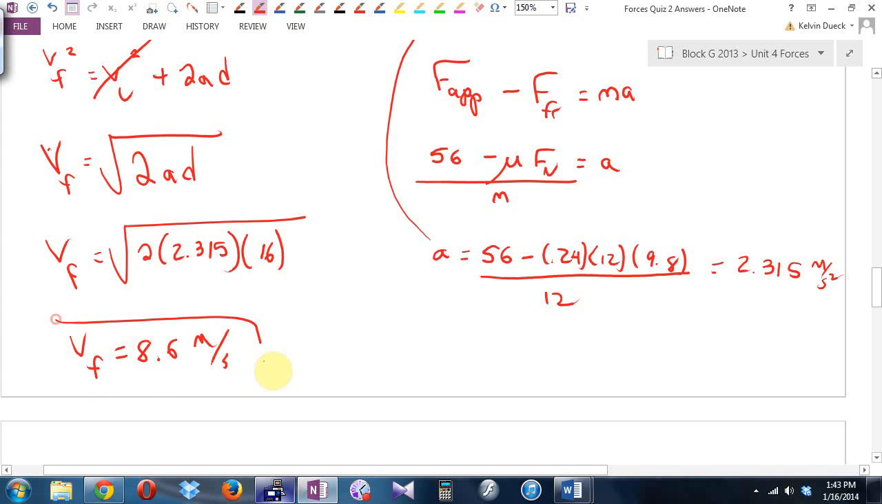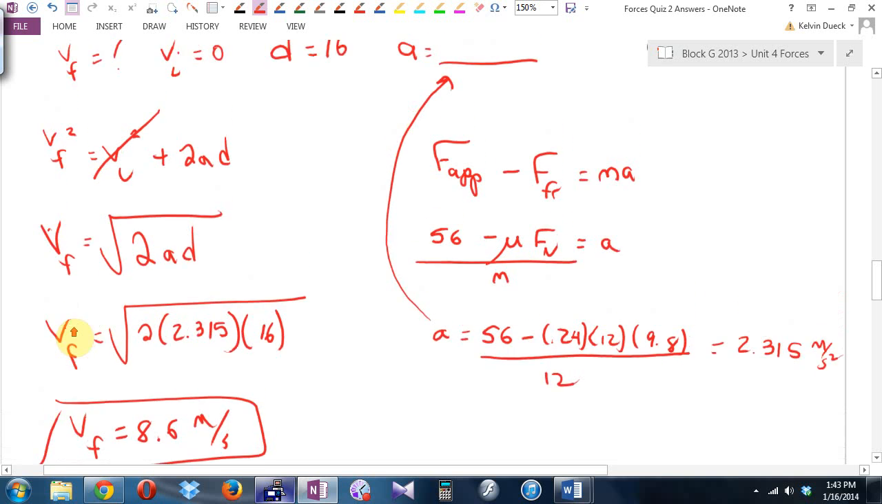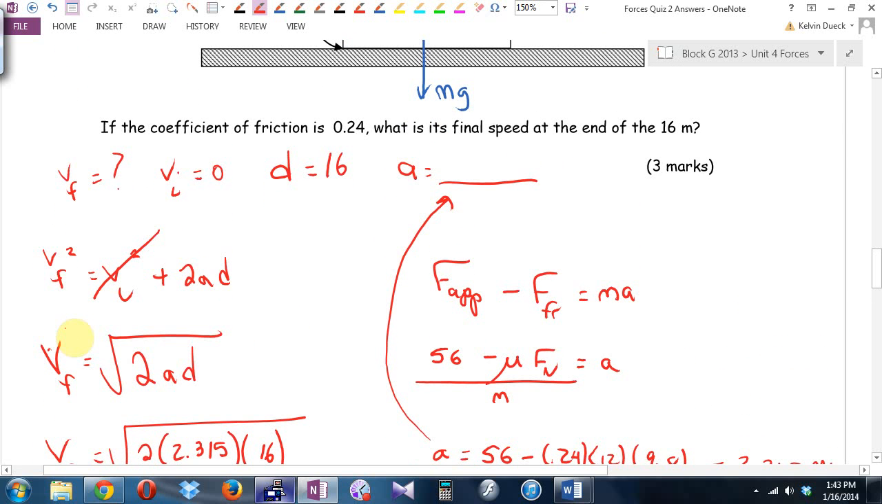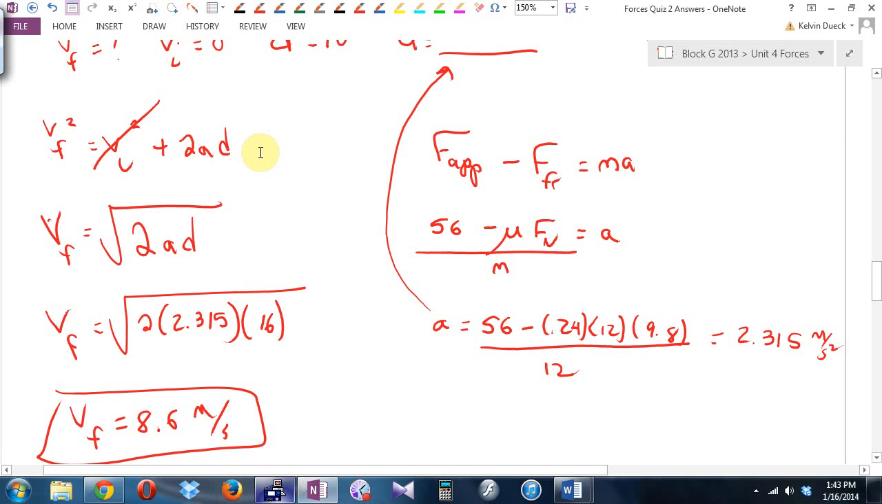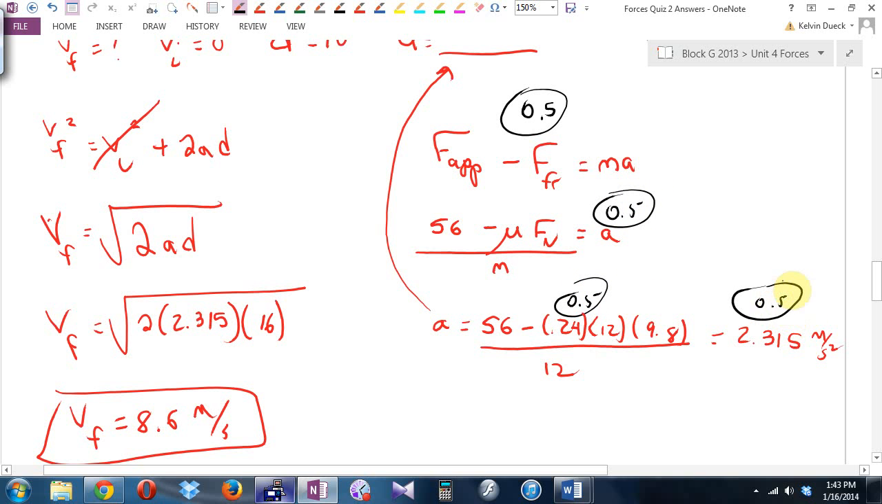So if you got that, that gets you 3 out of 3. Did I say 3? Otherwise, I would probably go half mark if I saw that, half mark if I saw that, half mark for the numbers, half mark for the acceleration, half mark for seeing that, and a half mark for the answer. But if you got the right answer, 3 out of 3.